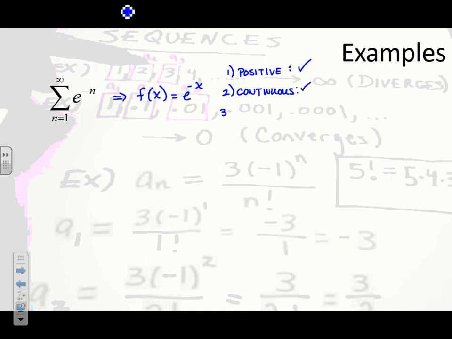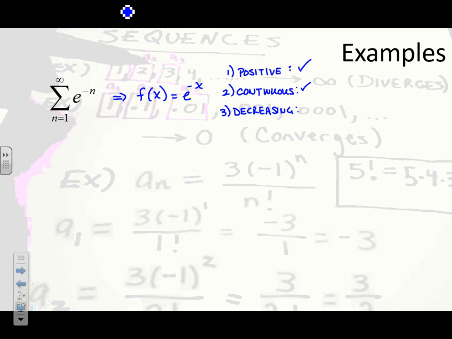Now for the third one, which was decreasing, this one I do want to see a little bit of work for. If we want to know if a sequence is decreasing, what were our possibilities? There's the difference test. We could subtract, so find a sub n plus 1 minus a sub n, and see how the difference looks. We could do the derivative test, so find the derivative and see if it's negative on its entire domain, or vice versa, positive. And then there was also the ratio test.